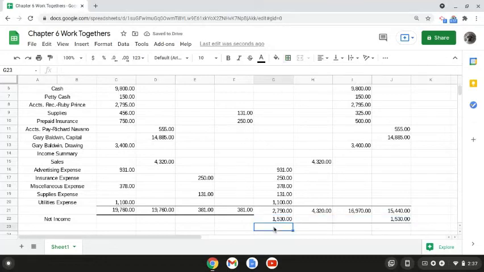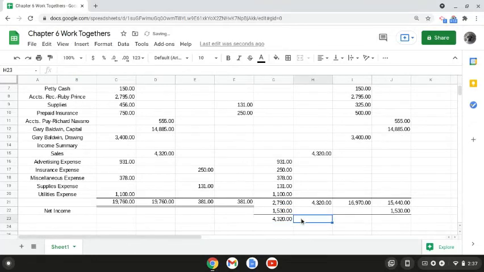And then what we're going to do here is, using the sum formula, we are going to add 2,790 to 1,530. And that will give us 4,320, which is the same number as our revenue. So these two columns equal.